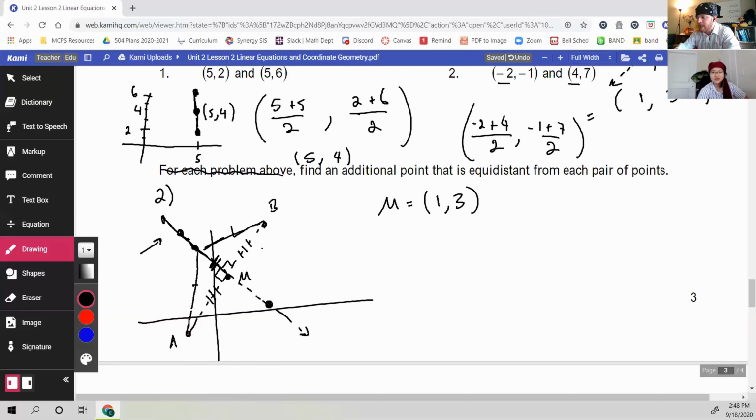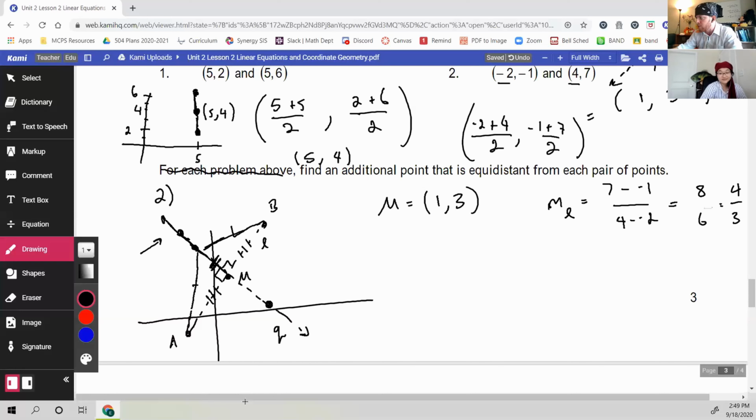Let's call this line right here L, and call this line Q. The slope of L is derived from the points that we have been given. 7 minus -1 divided by 4 minus -2. 8 over 6. 4 over 3.